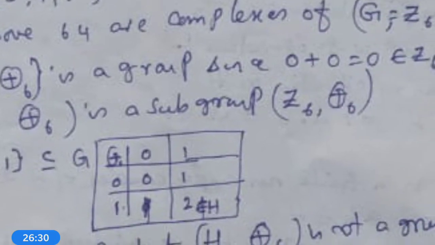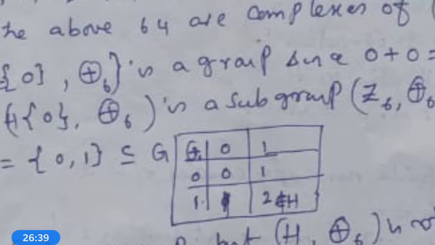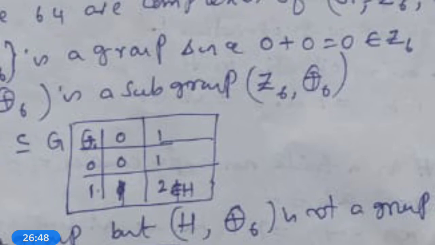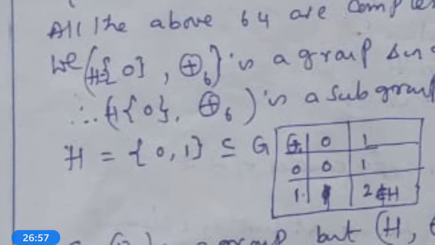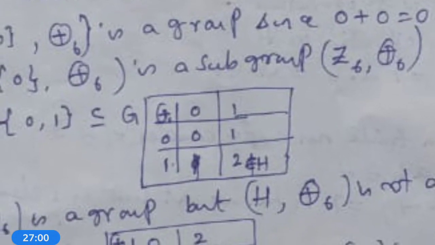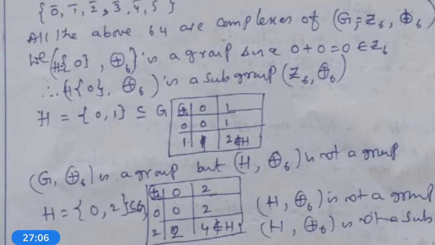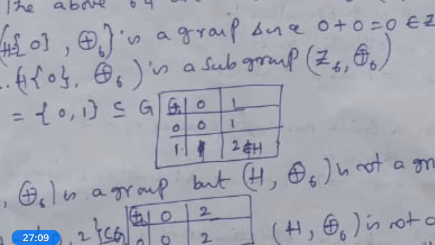Now, identity. 0 plus 0 is equal to 0. Therefore, 0 is the identity in H. That is, in the singleton set {0}, the element 0 is the identity. Then 0 plus 0 is equal to 0, therefore the inverse of 0 is also 0. How many elements are in H in the first case? Only one element. So the one-element set, that is, singleton set {0} with circle plus 6, having identity and inverse, is a subgroup of Z6, comma, circle plus 6.